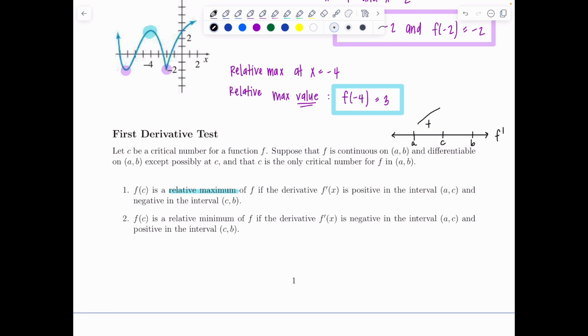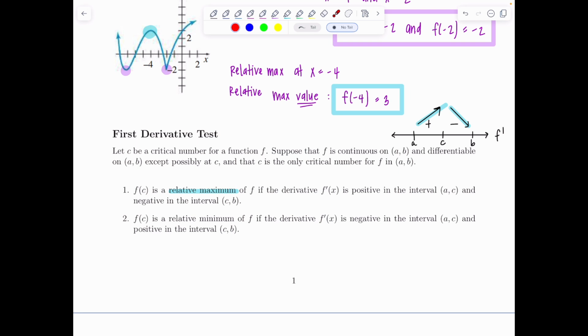So if the derivative goes from positive to negative, then the function goes from increasing to decreasing, which means, hopefully you can see just by these arrows, that our function has a relative max at x equals c. Very good. And f of c is that max value.